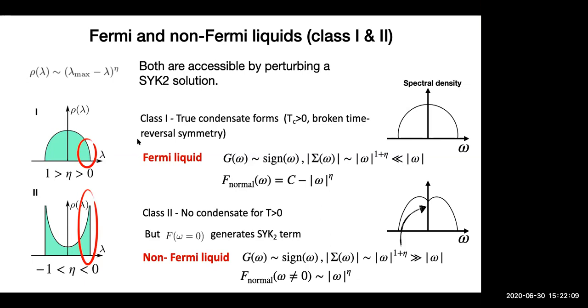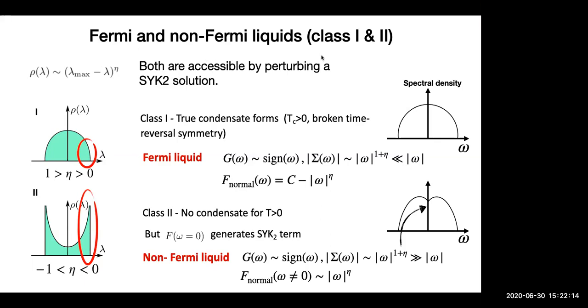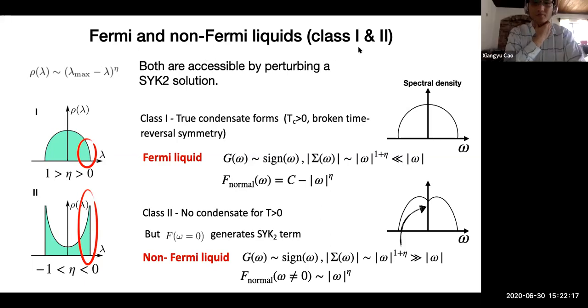Yeah, good. So in these cases, you have Fermi and non-Fermi liquids, which we call class 1 and 2. So we can show that both of them are accessible by perturbing a free thermal SYK2 solution, because in both cases you will have a condensate or effective condensate. Now in the Fermi liquid case, you can show that you must have a true condensate below some finite critical temperature, and then it will generate SYK2.